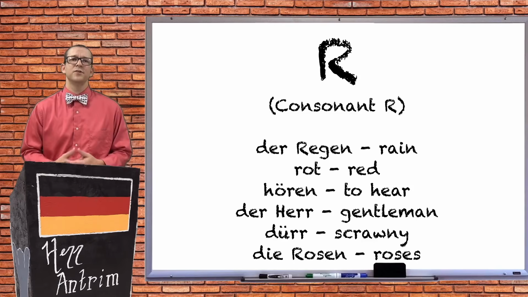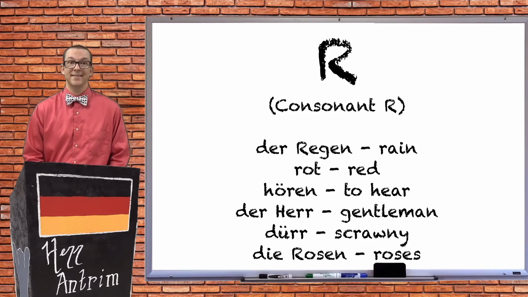The one that sometimes gives German the stereotype of being a rough language is the consonant R, also known as the guttural R or the rolled R. It doesn't have to be Rammstein. It could be Rammstein. If you're trying to replicate this sound, start by clearing your throat.